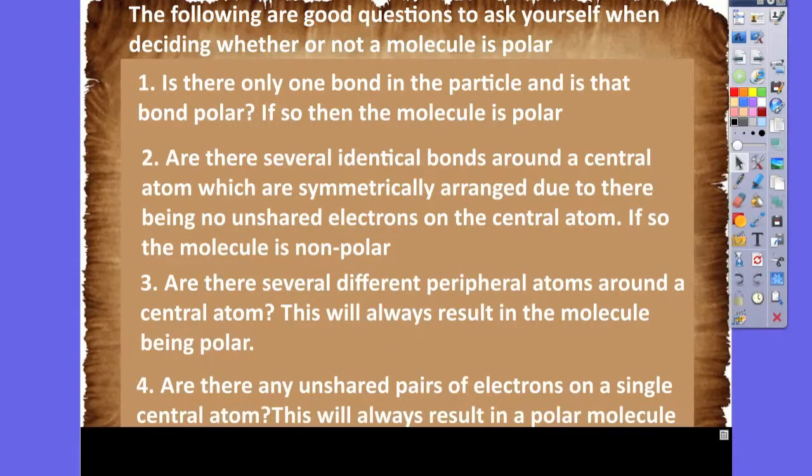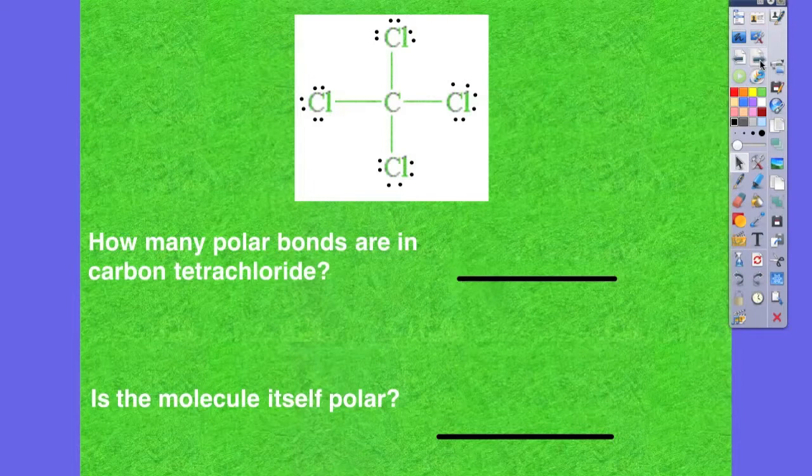Are there any unshared pairs on a single central atom? If there are, then this is going to be a polar molecule. Here we can see that carbon and chlorine make a polar bond, and we have 4 of these. So we have 4, but they're all symmetrically arranged, so they're going to cancel each other, and this molecule is not polar.